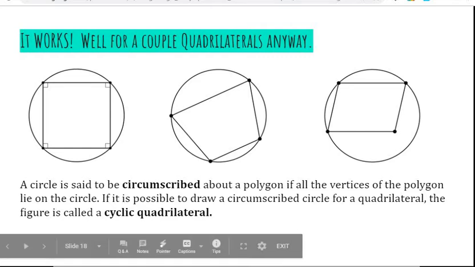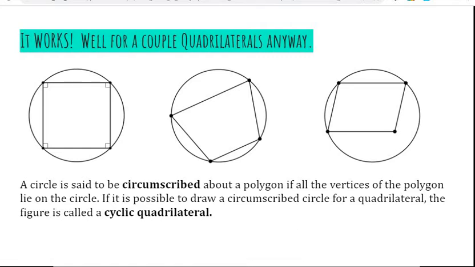Hopefully you've finished and found that, hey, it works. Well, for a couple of them anyway. I had a little problem with the third one; I wasn't able to get all 4 of the vertices, but we could at best get 3, and if that's how you did that, that's great. You did it absolutely correctly.